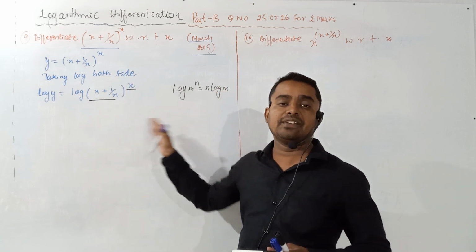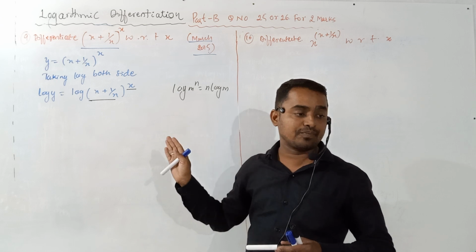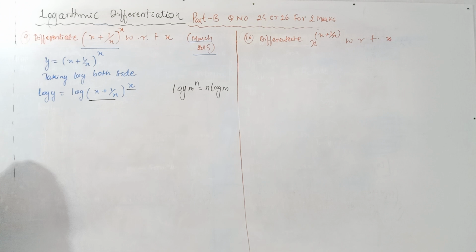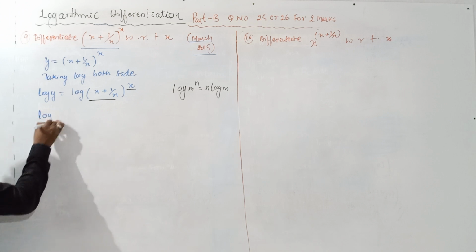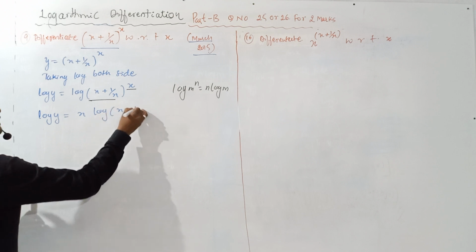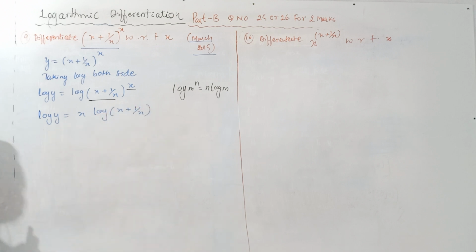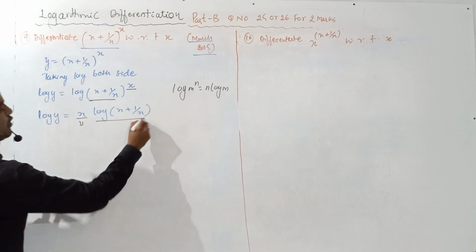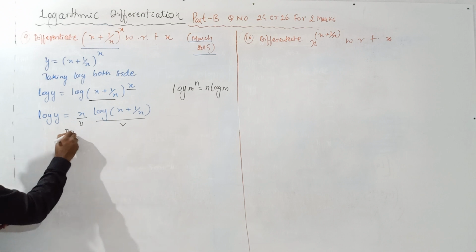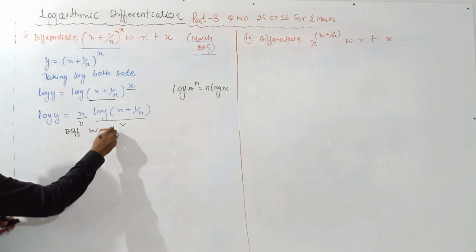On the right hand side, for all the 2 marks problems we have done till now, we differentiate using the product rule. Here log y is equal to x into log of x plus 1 by x. Again we apply the product rule, u into v. Now differentiate with respect to x.